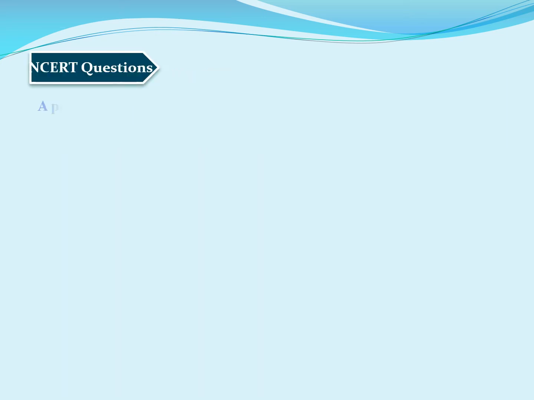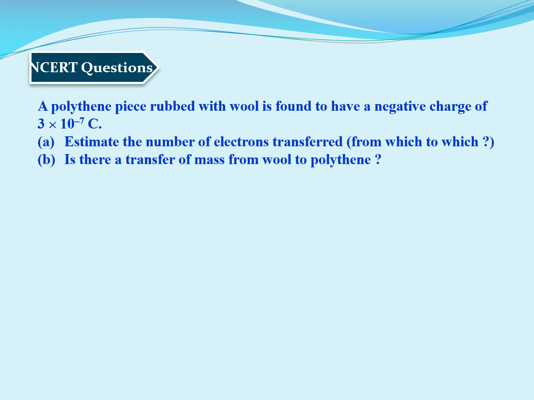Moving to the next question, where a polythene piece rubbed with wool is found to have a negative charge of 3 into 10 to the power of minus 7 coulomb. Estimate the number of electrons transferred, and from which body to which body it has been transferred. That is what I have to calculate. And in the second part, is there transfer of mass from wool to polythene?